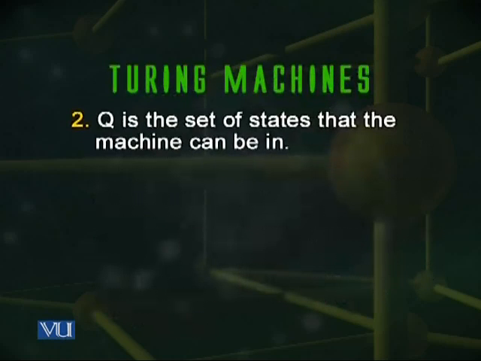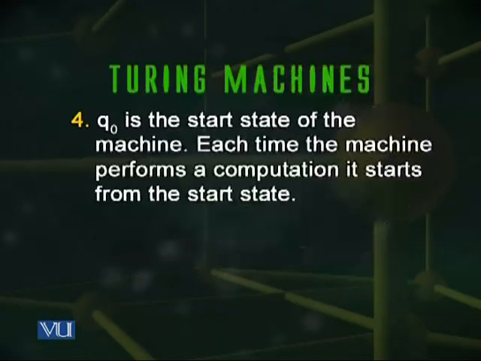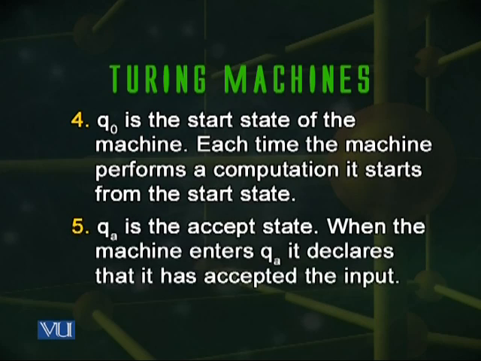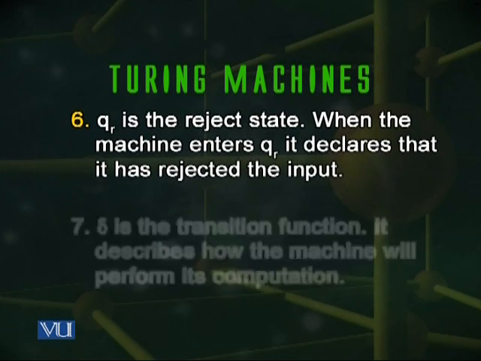Q is the set of states that this machine can be. Gamma is the set of symbols that this machine is allowed to write. Q0 is going to be the start state of the machine. Each time the machine performs a computation, it starts from the start state. QA is the accept state. When the machine enters QA, it declares that it has accepted the input. QR is the reject state. When the machine enters QR, it declares that it has rejected the input.